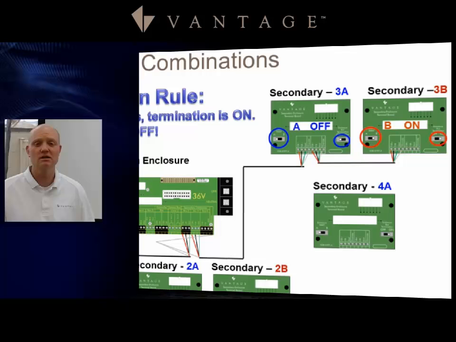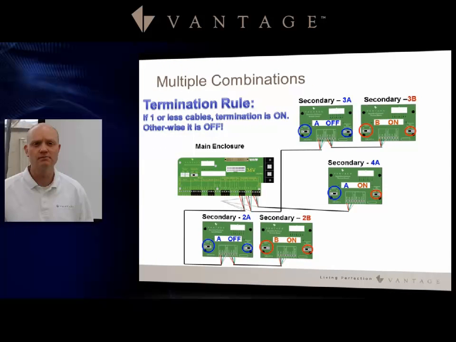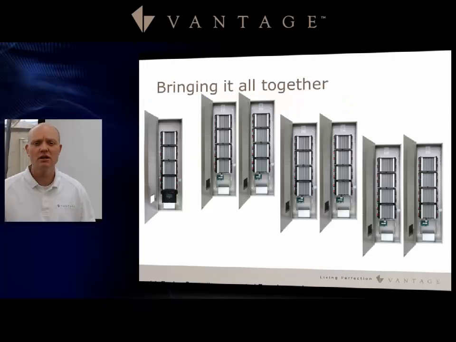So instead of maximizing this system with a total of 6 secondary enclosures, we're only going to do it with 5. So here I have my 4A board where my cables come across, and I have the termination with my AB switch set to A, and then my termination is set to on because it has a single cable installed in it. So let's bring it all together.